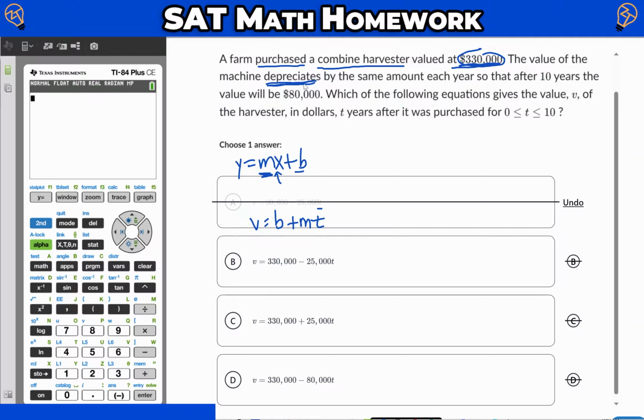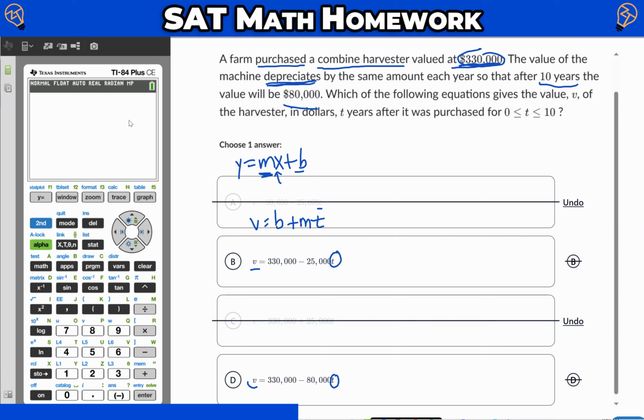And then the fact that it's saying depreciates means it should be a negative slope. So we could eliminate option C because it has a positive slope. So now we give ourselves a 50-50 shot at it pretty quickly. And they say after 10 years, the value is going to be 80,000. So to me, the easiest thing at this point is just plug in 10 for each of these t's and see which one results in the output, the v equals, being 80,000.